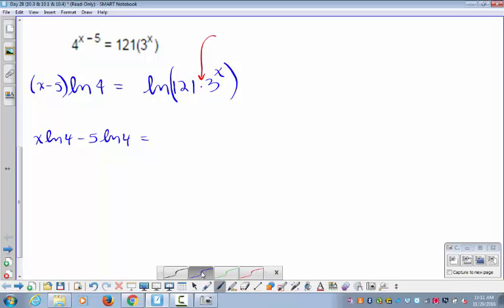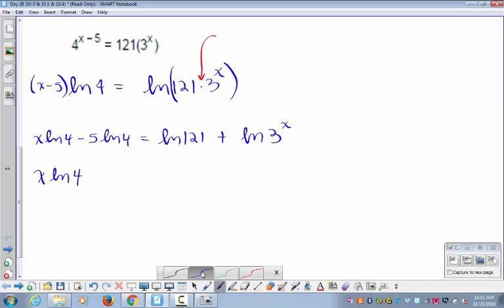So how do we bust this apart? We break it apart with addition. So that's going to be the natural log of 121 plus the natural log of 3 raised to the x power. Now the x can come down over there on the right.